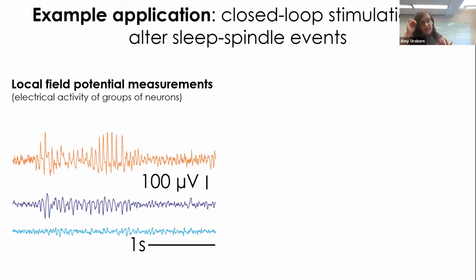In that space of closed loop manipulations, the application that we're focusing on for A3D3 is closed loop stimulation based on brain states or detected events in the brain, to understand how those events relate to behavior. The particular example that we're thinking about is something called a sleep spindle. If you measure a signal called a local field potential, which captures aggregate activity of many neurons, you'll often see these really interesting brief events of somewhat high frequency oscillations.